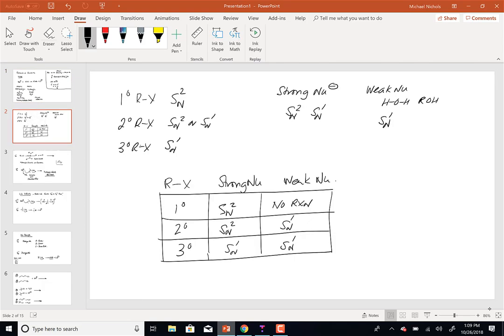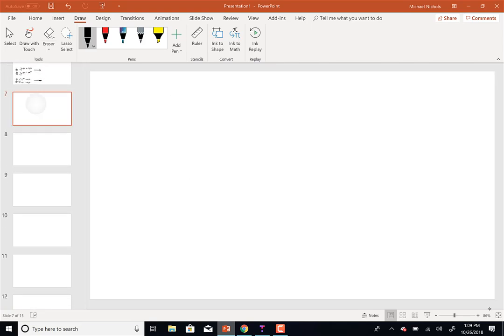Okay. Now, what I want to start with, as I get my mind there, is let's go back to where we ended class on Wednesday. We were talking about how we want to make a table to predict whether a reaction undergoes SN1 or SN2. So the first thing we're going to say is, okay, primary alkyl halide undergoes SN2 only. Why? Because it can't form a carbocation, so that eliminates the SN1 mechanism. It's not sterically hindered, so SN2 is okay.